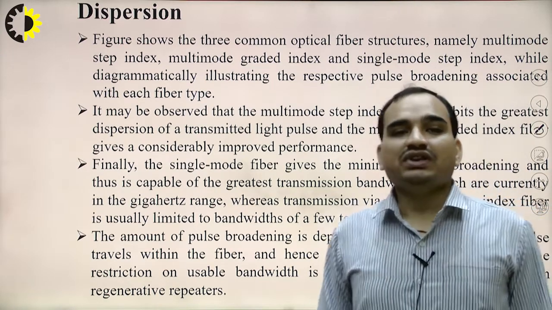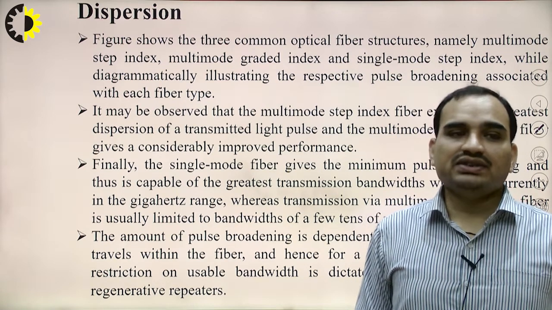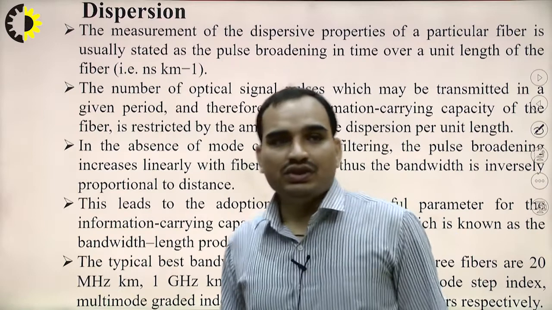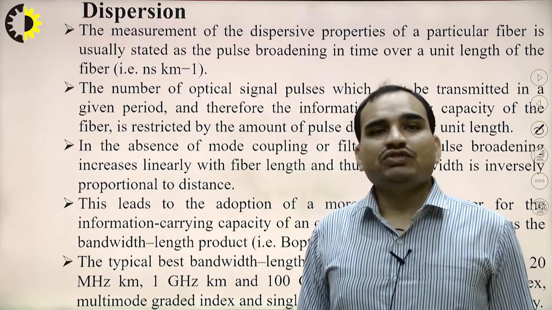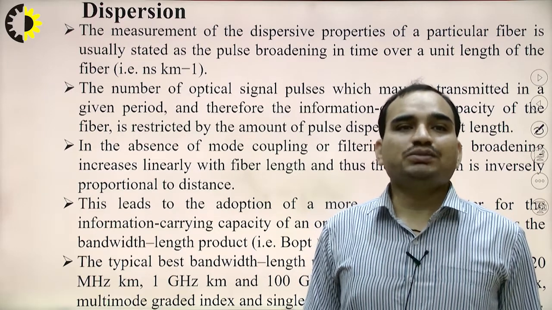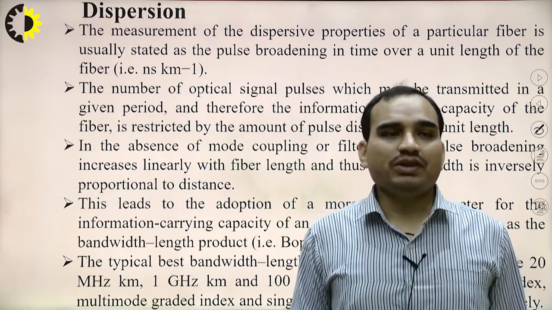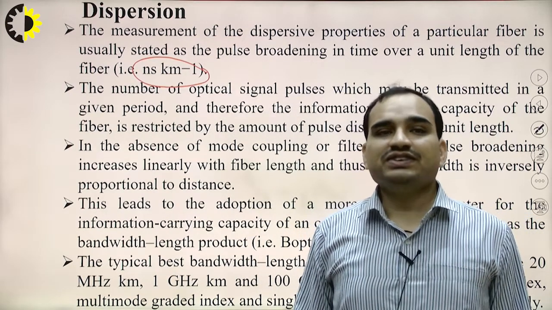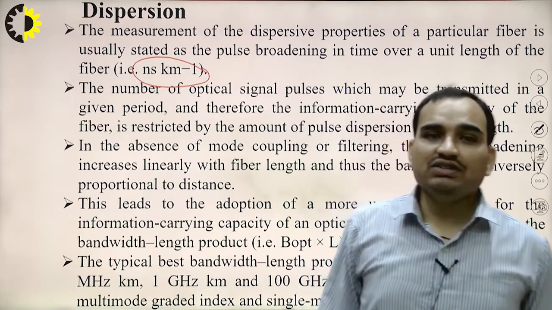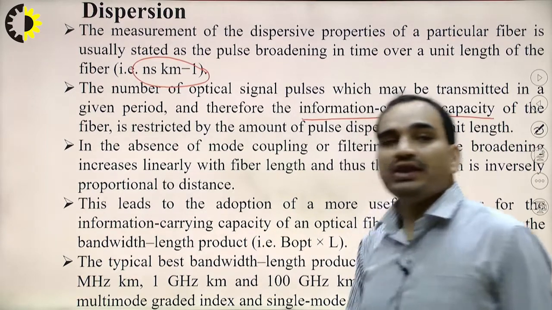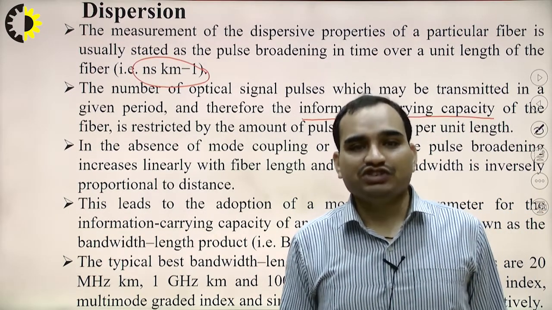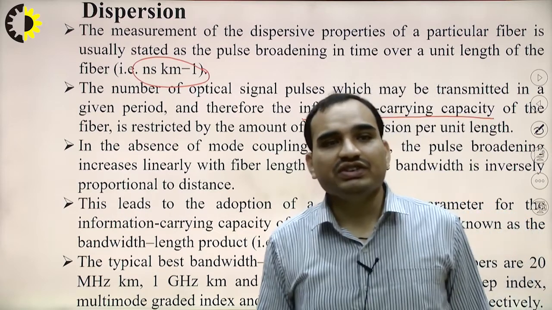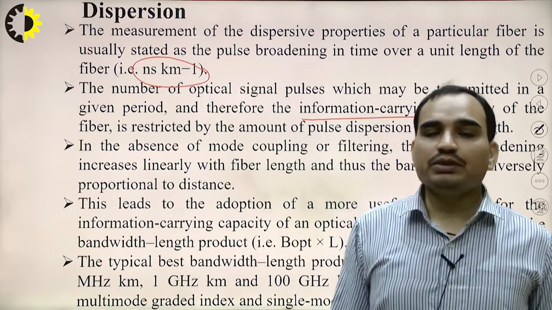fiber, and hence for a given optical fiber link, the restriction on the usable bandwidth is dictated by the distance and the regenerative repeater. So, the dispersive properties of optical fiber are usually stated as the pulse broadening in time over a unit length of the fiber, that is in nanoseconds per kilometer, and the number of optical signal pulses which may be transmitted in a given period. Therefore the information carrying capacity of the fiber is restricted by the amount of pulse dispersion per unit length, and in the absence of mode coupling or filtering, the pulse broadening increases linearly with the fiber length, and thus the bandwidth is inversely proportional to the distance.